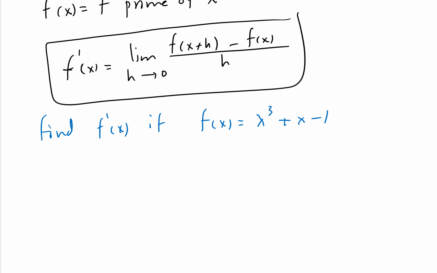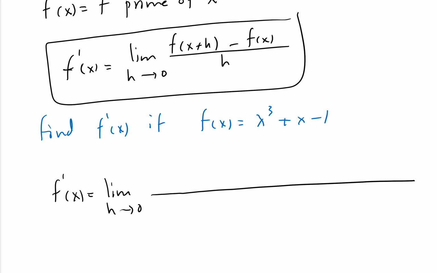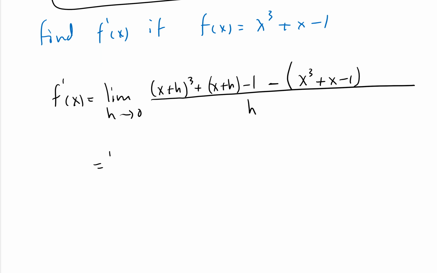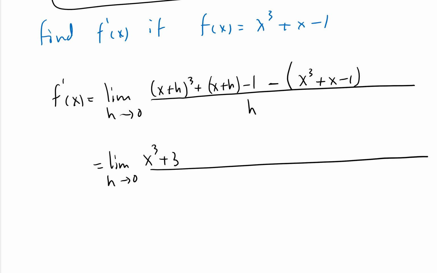To do so, we just apply this definition, the limit as h goes to 0 of f of x plus h, (x plus h) cubed plus x plus h minus 1 minus f of x, all over h. This is x cubed plus 3x squared h plus 3xh squared plus h cubed. I'm using the formula (a plus b) cubed, which we reviewed back during the first week in the packet, the journey to calculus. Keep the x plus h the same, minus 1. Multiply the negative sign in, all over h.